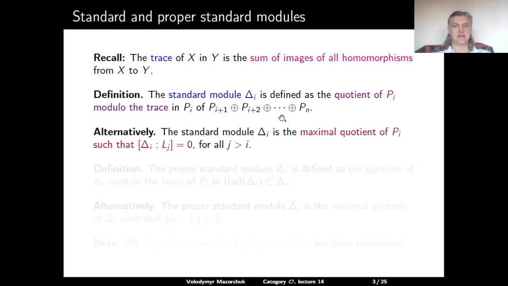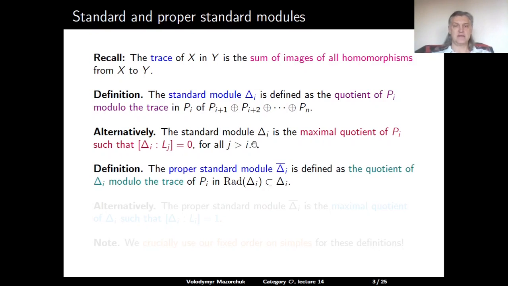Alternatively, one can say that the standard module delta i is the maximal quotient of Pi, which has the property that this quotient does not have as composition factors any Lj's for j strictly greater than i. Next, we define the proper standard module delta i overlined as the quotient of delta i modulo the trace of Pi in the radical of delta i.